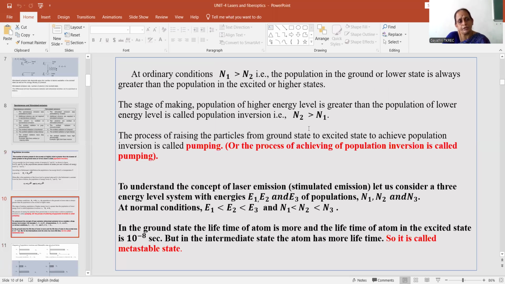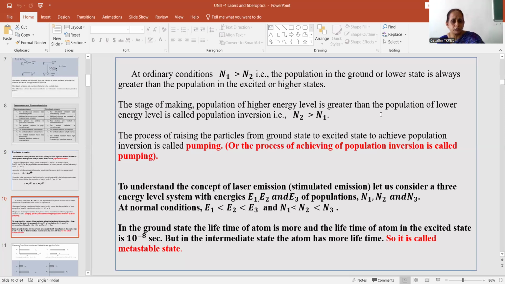At ordinary or general conditions, at lower temperatures or room temperature, it is generally known that the population of the ground state is always greater than the population of the excited state. The stage of making the population of the higher energy state, or excited state, greater than the population of the lower energy state is called population inversion. That is, N2 is greater than N1.